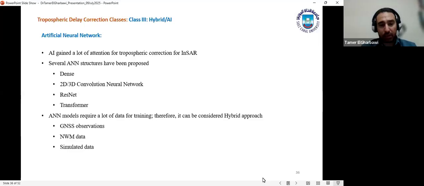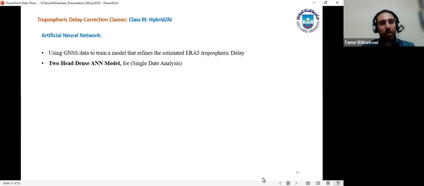strengths and its downsides. For GNSS, it is not available in many regions in the world. And the problem is that these kinds of models actually perform locally. So they can perform well in the training region, but in other regions they cannot perform the same way.